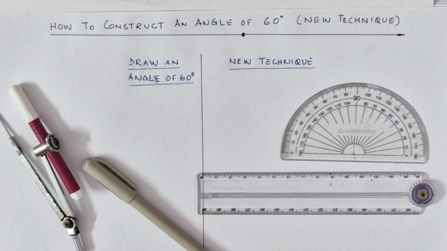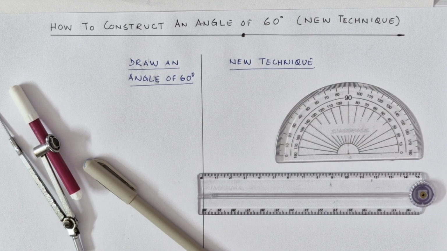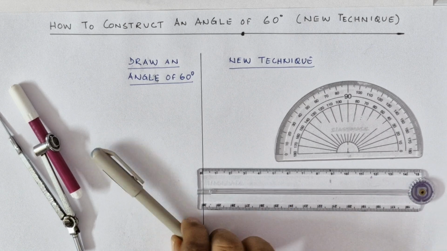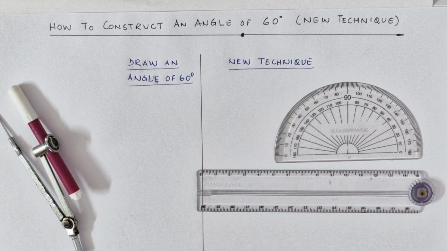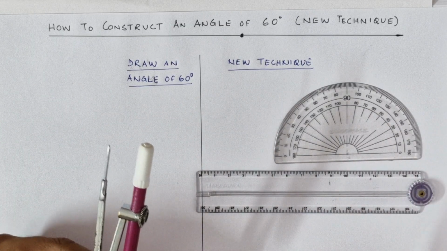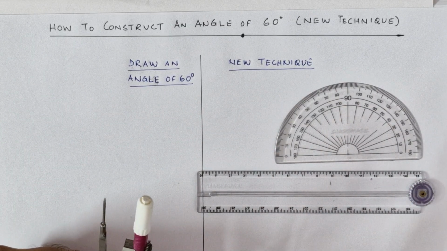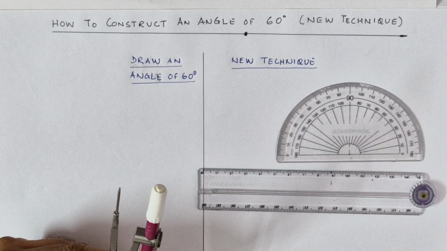Okay, so what you need is, student, you need a protractor. So finally you can check whether you have actually drawn a 60 degree angle with a compass correctly. And you need a ruler. Obviously you need a pencil. I'm using a pen for better visibility. Okay, and obviously last but not the least, we need a compass. And instead of a pencil, I'm using a sketch pen for better visibility.